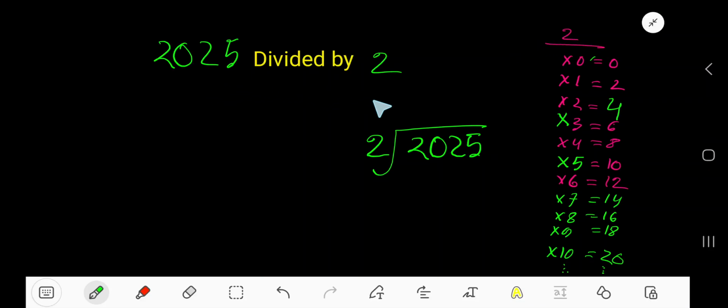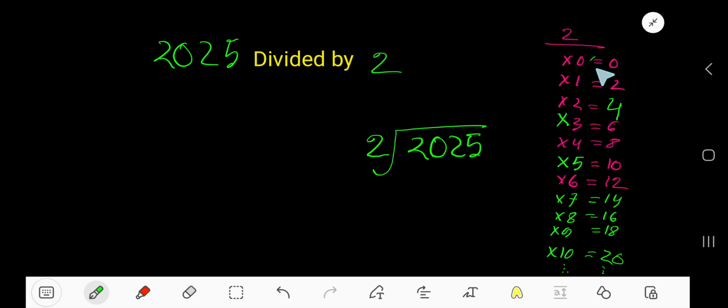2025 divided by 2. Here 2 is a divisor. 2 times 0, 0. 2 times 1, 2. 2 times 2, 4. 2 times 3, 6. 2 times 4, 8. 2 times 5, 10. 2 times 6, 12. 2 times 7, 14. 2 times 8, 16.